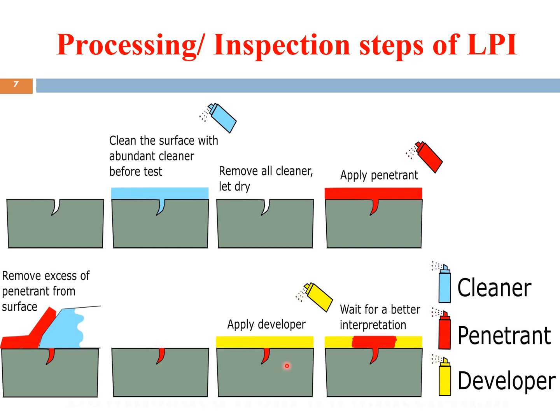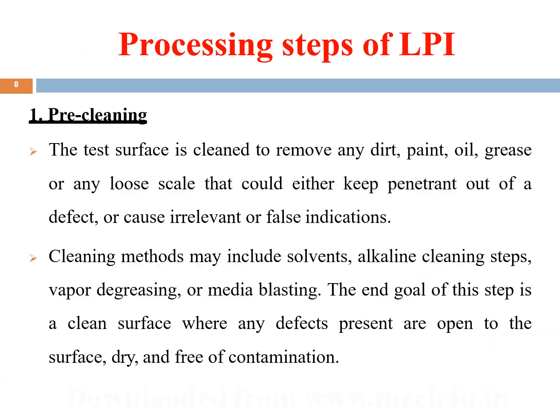After that period, we will be applying the developer. The developer is marked in yellow, the penetrant is marked in red. Once the developer is applied, it draws out the penetrant from the defects. If cracks are present, the developer will pull out the dye or penetrant from all those gaps. Then this is inspected under lighting conditions by the inspector to check for defects, if any are present. Now, we'll be discussing each step in detail.